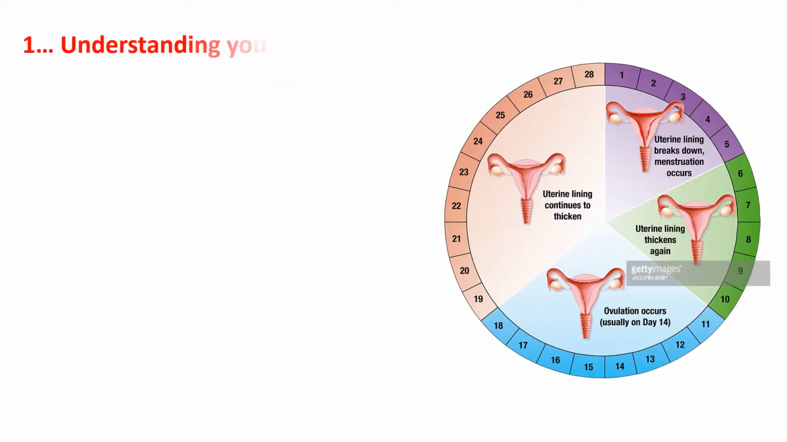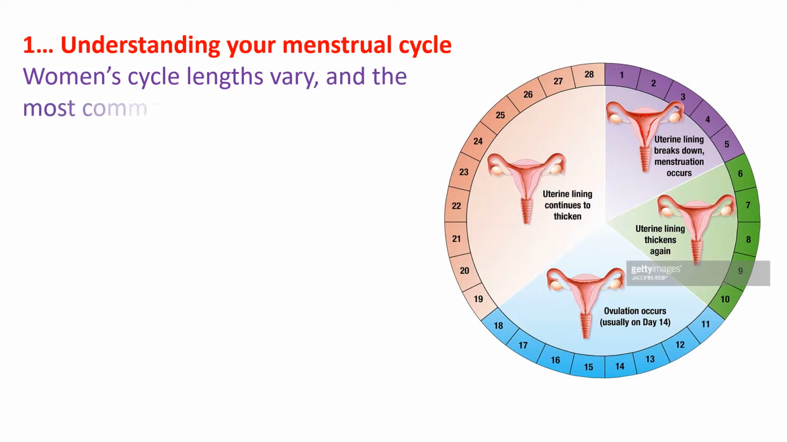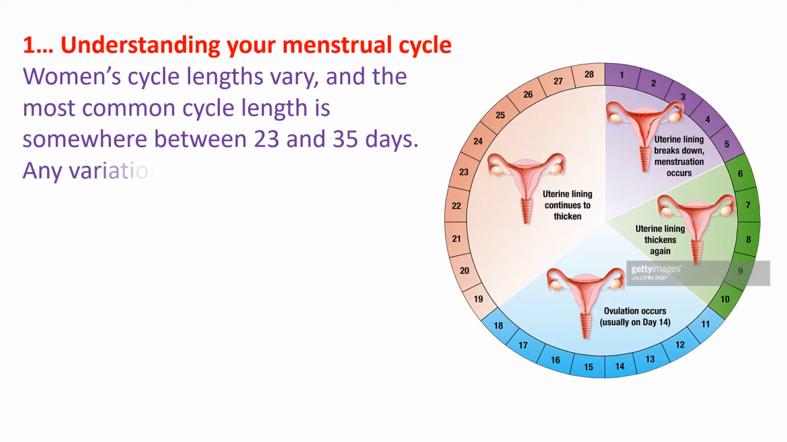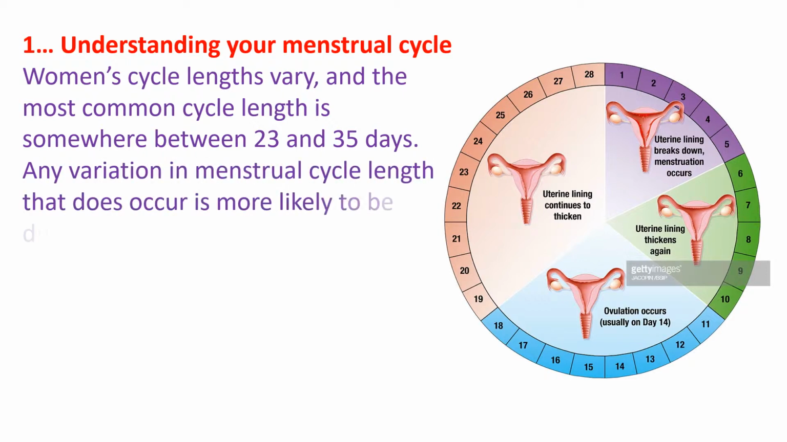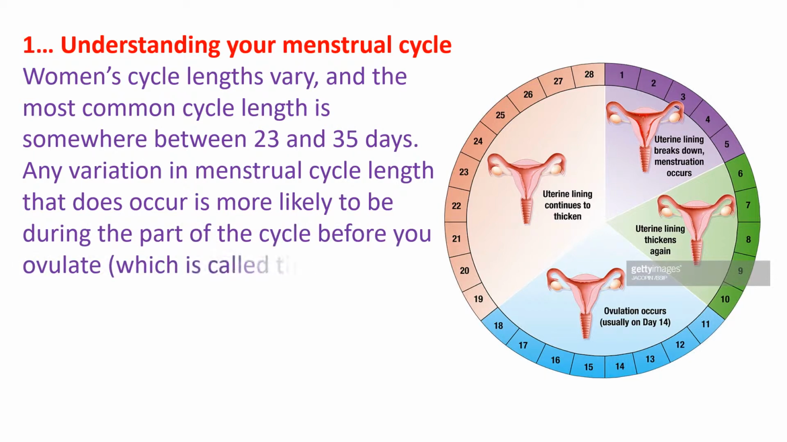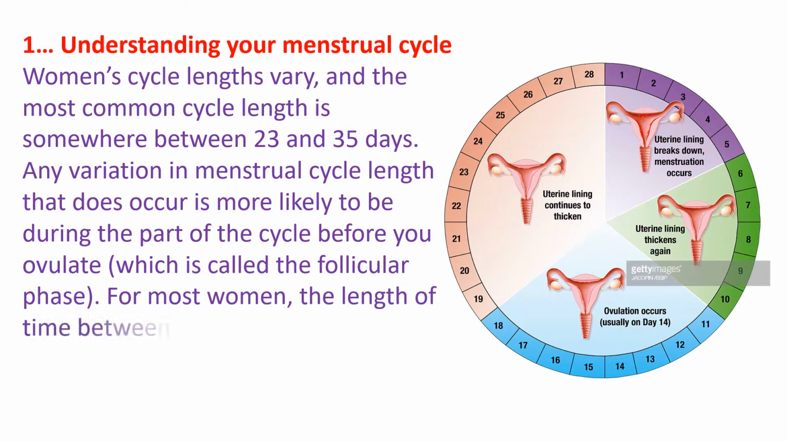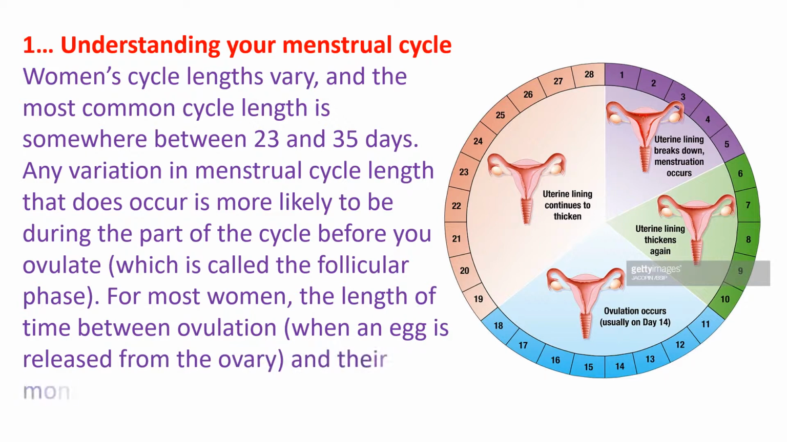1. Understanding your menstrual cycle. Women's cycle lengths vary, and the most common cycle length is somewhere between 23 and 35 days. Any variation in menstrual cycle length that does occur is more likely to be during the part of the cycle before you ovulate, which is called the follicular phase. For most women, the length of time between ovulation, when an egg is released from the ovary, and their monthly period is between 12 to 16 days.